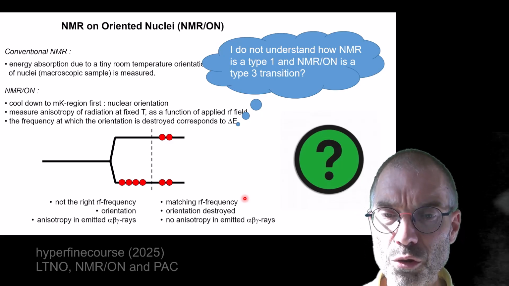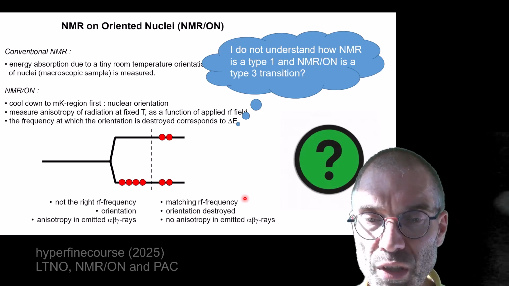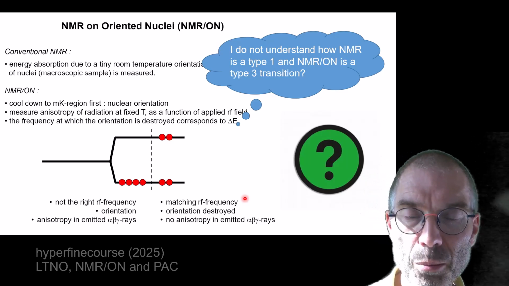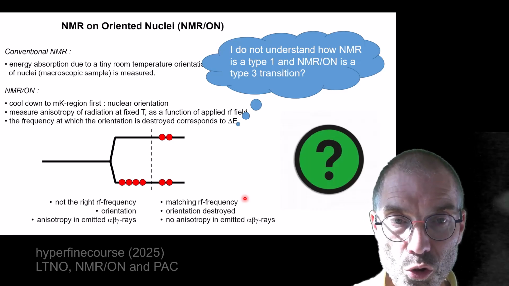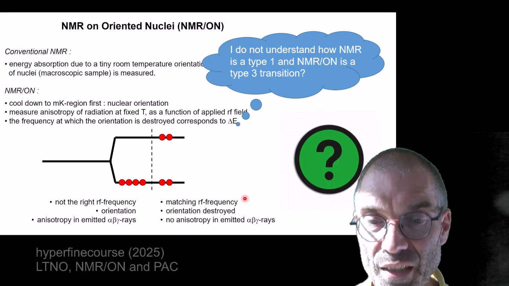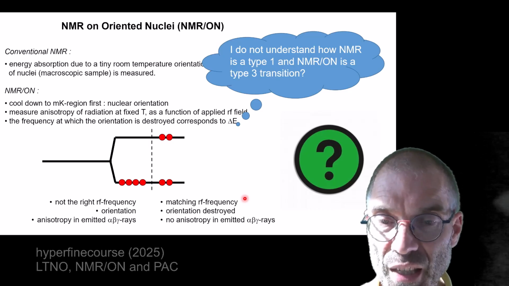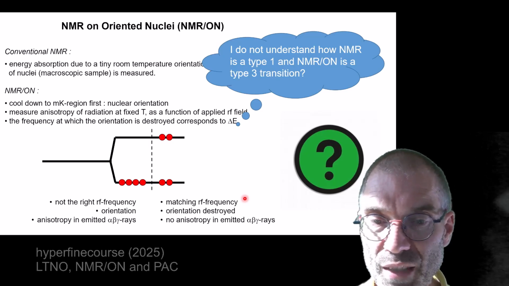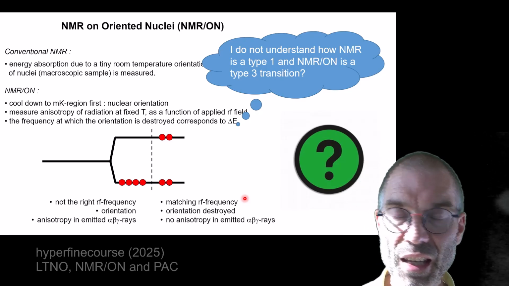You need quite a lot of nuclei for this, because you have at room temperature only a very weak inequality in the distribution of the two hyperfine levels. With NMRON, you look at radioactive decay, so you don't detect directly the absorption of the radio photons. No, you look at anisotropy in a radioactive decay, and when that anisotropy disappears, then you know that you have applied the right radio frequency.